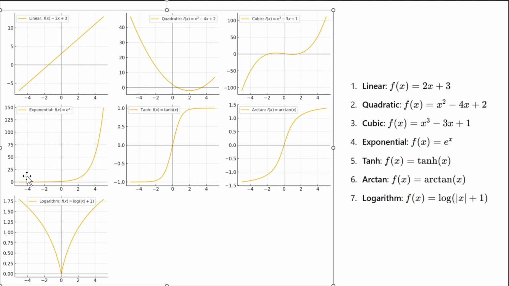Then we have the exponential function, where negative values are all 0, and positive values shoot up. We have a tanh function, which almost looks like a sinusoid, a sigmoid. We then have the arctan function, which is almost similar to tanh, but has different spectral properties. And we then have a logarithmic function, which looks like this.